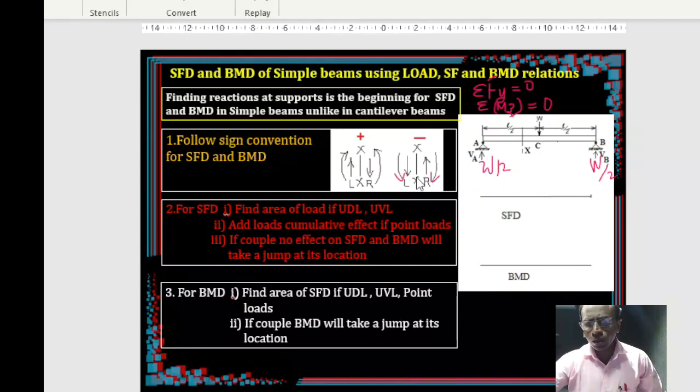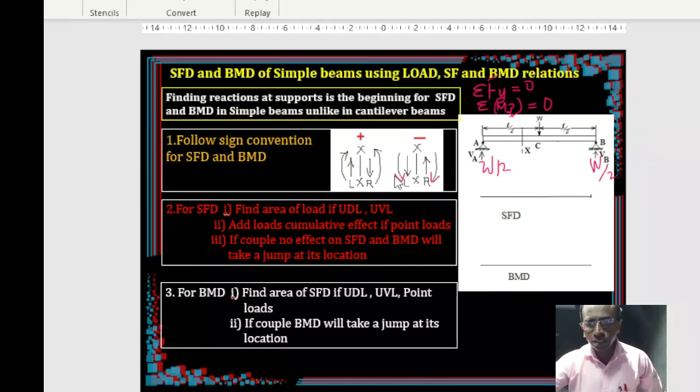Similarly, if this is the section, and you are on the left of the section, and your movement is anti-clockwise, this is negative. Similarly, when this is your section, you are on the right of the section, and your movement is in the clockwise direction, this is to be taken negative. I hope you understood now.